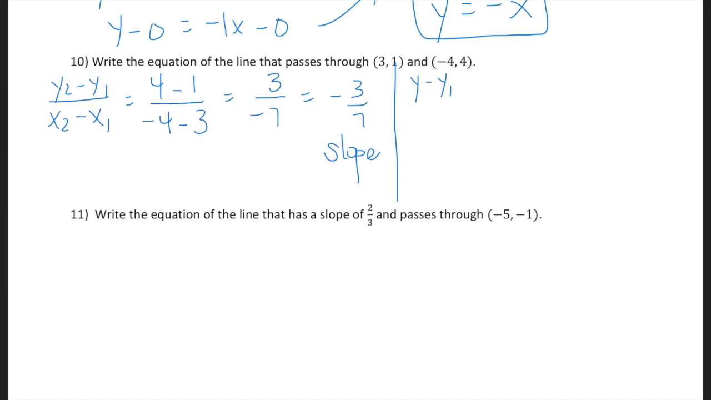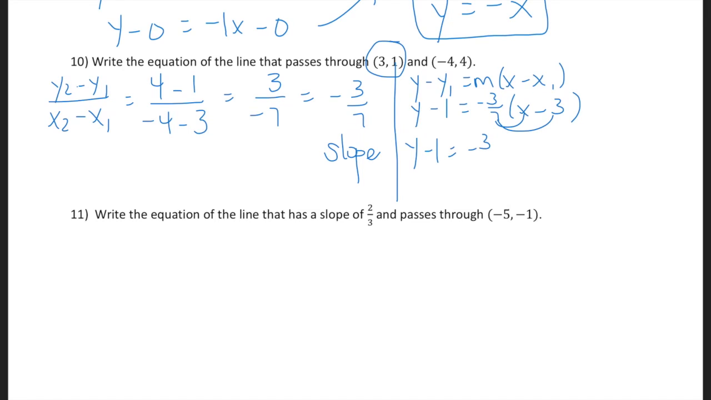Y minus y1 equals m times x minus x1. I will use this point, y minus 1, slope, x minus x1. We have to distribute here. I'm going to just put it underneath. So -3/7 x plus 9/7. Add 1 to both sides.